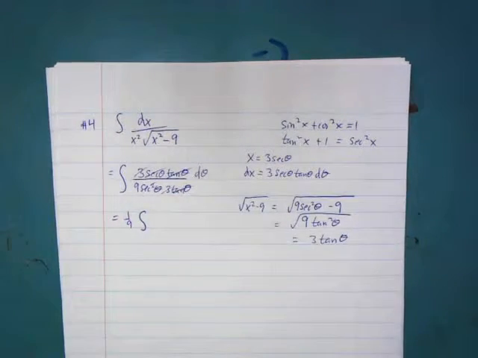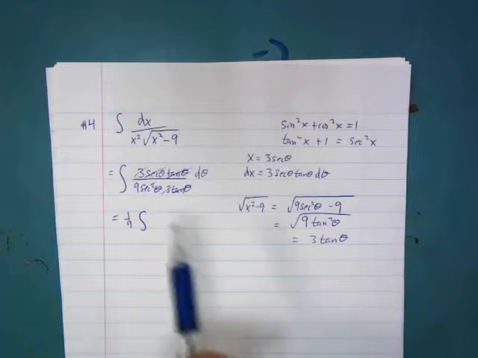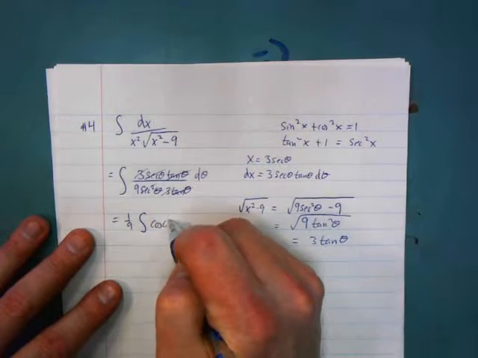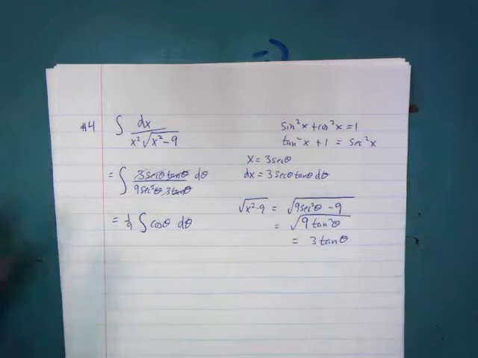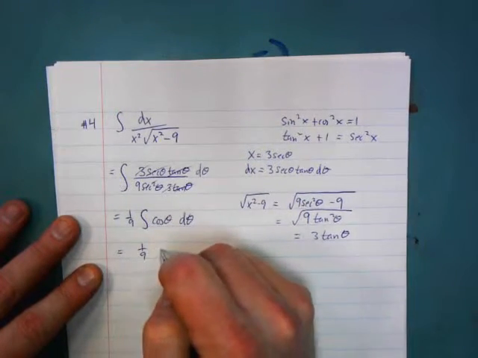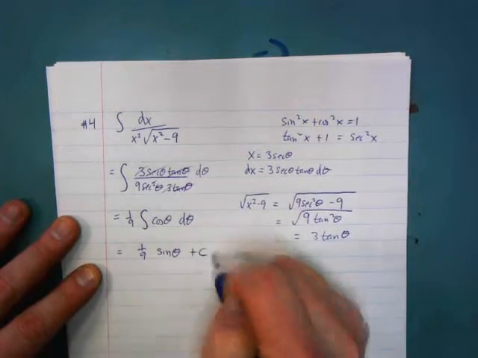So I'm left with 1/9 integral cosine, right? Because it's 1 over secant. 1 over secant is the only thing left. There's a secant left on bottom, but 1 over secant is cosine. And I like that because I know the integral of cosine. The integral of cosine is sine. Positive sign? Positive. So that's 1/9 sine theta plus c.